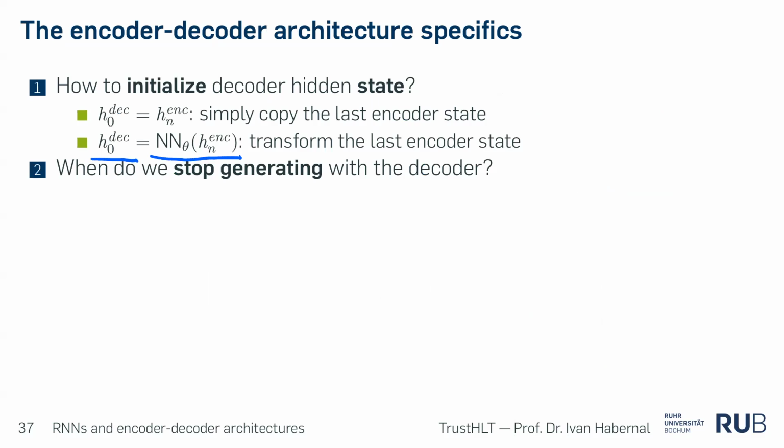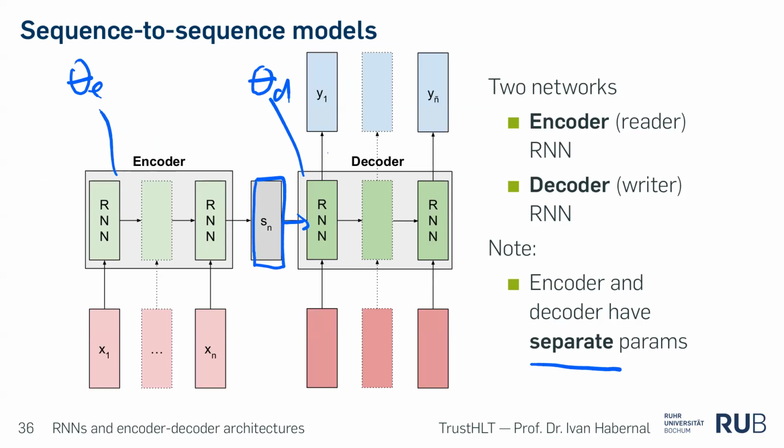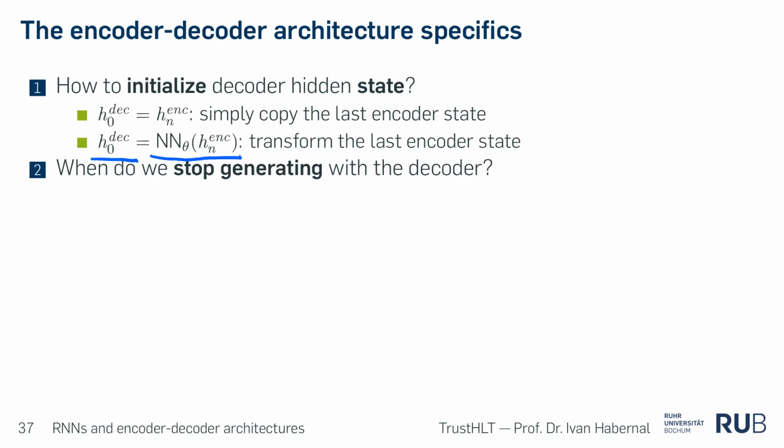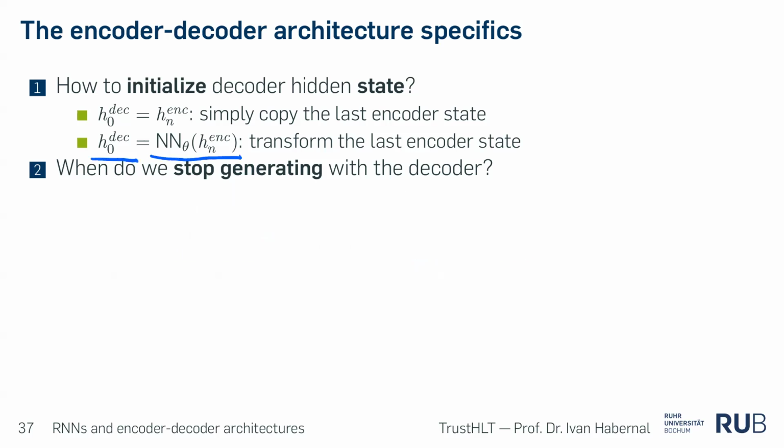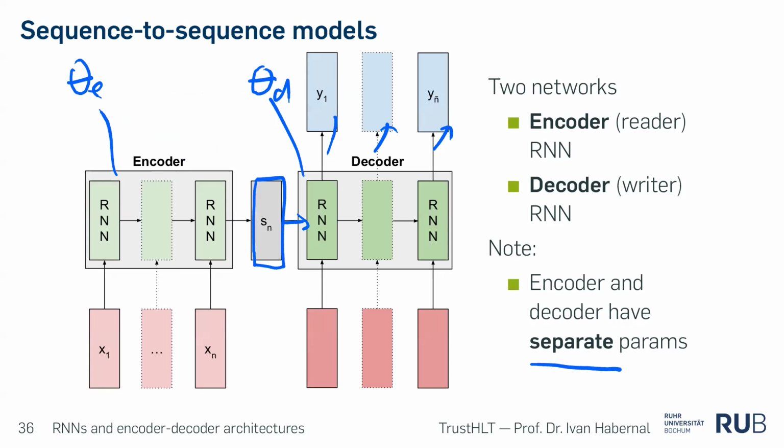Then how do we stop generating with the decoder? Because you're generating words, how do you know you should stop generating? Again, as in the language modeling task with the n-gram language models, we say there's a special token called end of sequence. And then we stop generating text. Or we stop when we exceed a maximum length. The question is, what are the inputs of the decoder? We know what the inputs of the encoder are. What is the input for machine translation here?